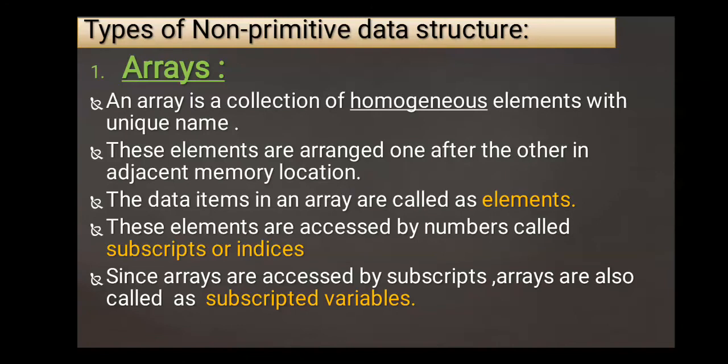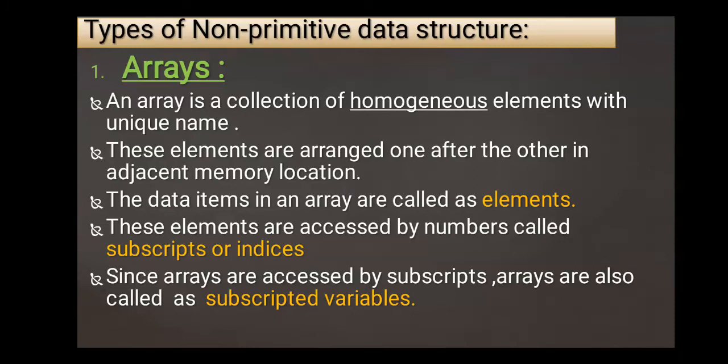Types of non-primitive data structure. Arrays. An array is a collection of homogeneous elements with a unique name. Means it is a collection of the same type of elements with a common name. Homogeneous elements with a unique name, we call it an array.